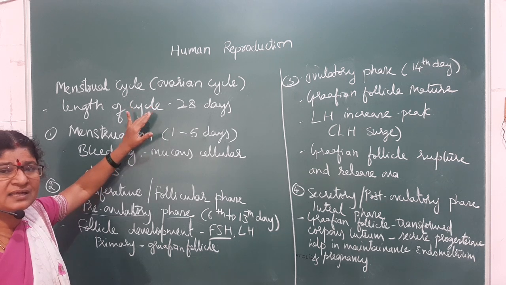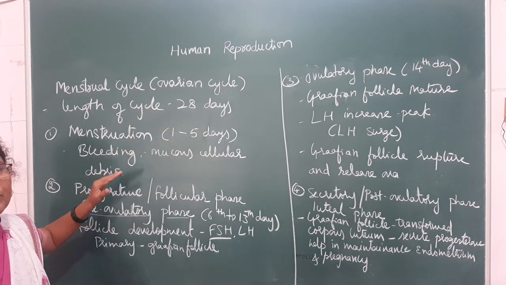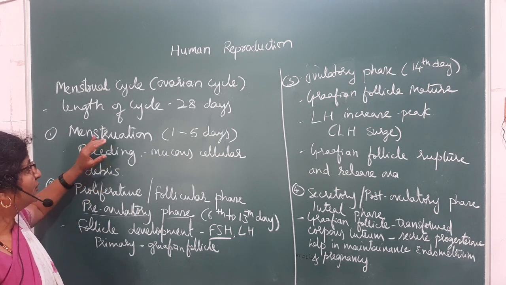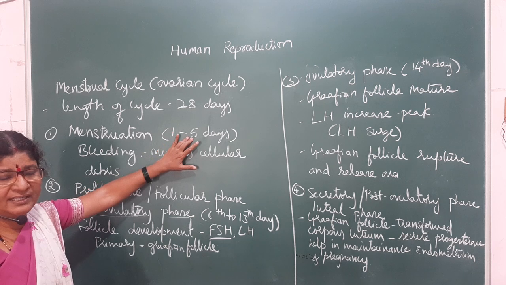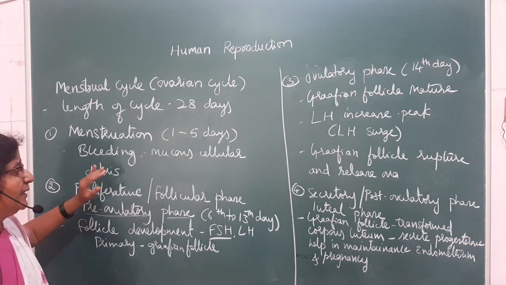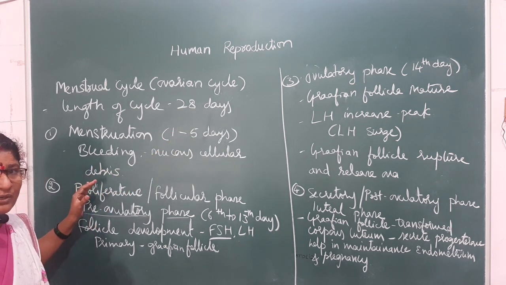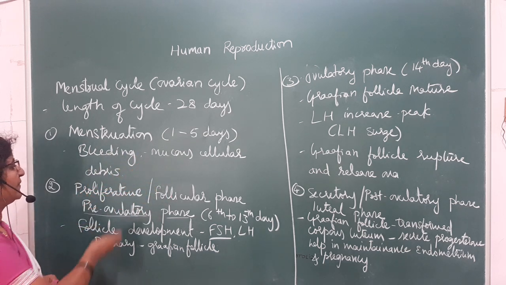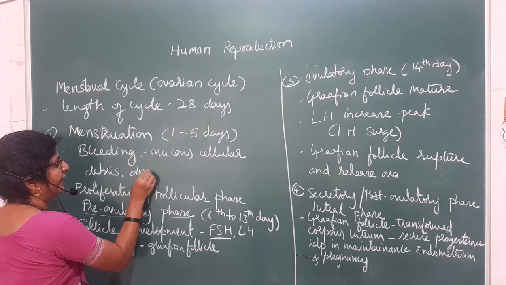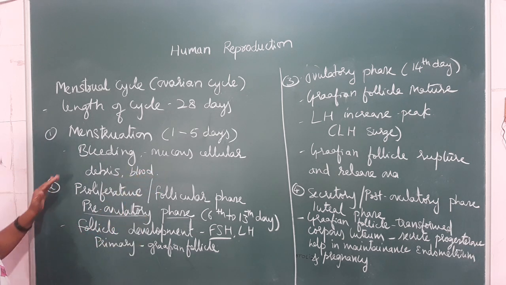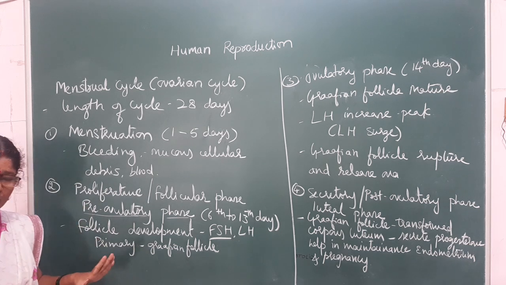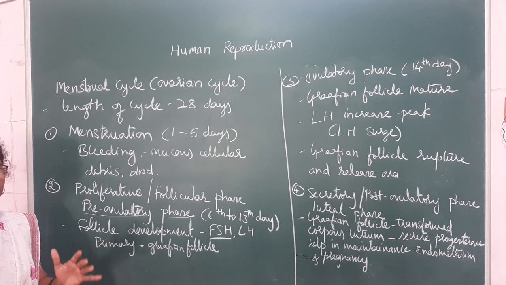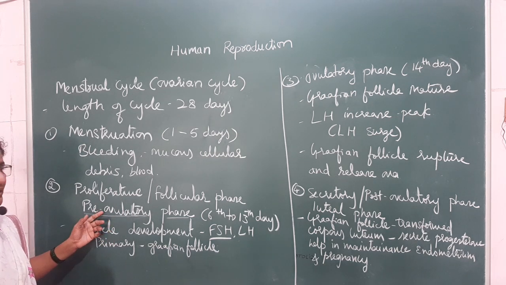So the menstrual cycle will begin with the bleeding, menstruation, which is a very important feature of the menstrual cycle. It lasts for 1 to 5 days. Here the discharge of the endometrium will occur, which contains mucus, cellular debris and blood. After this, the endometrium is totally lost from the uterus. So once again the endometrium will start building up, under the influence of the pituitary hormones.